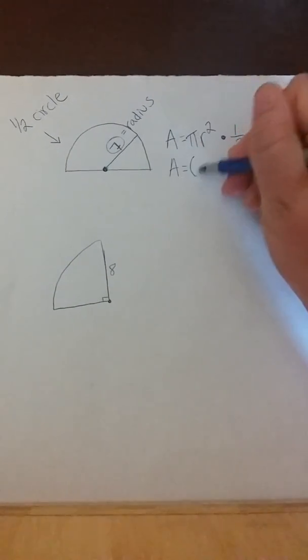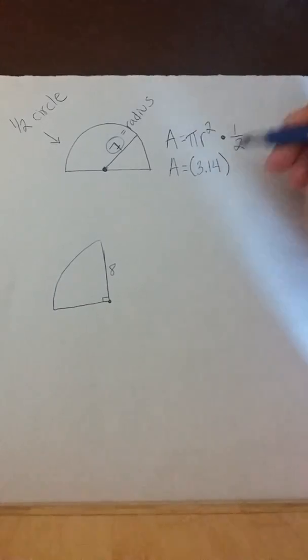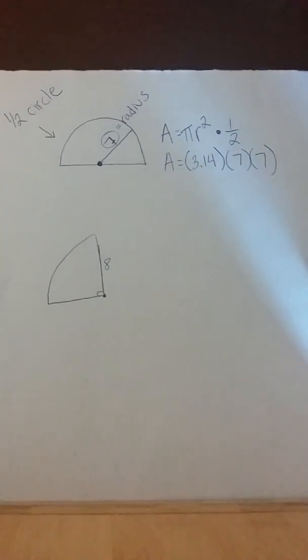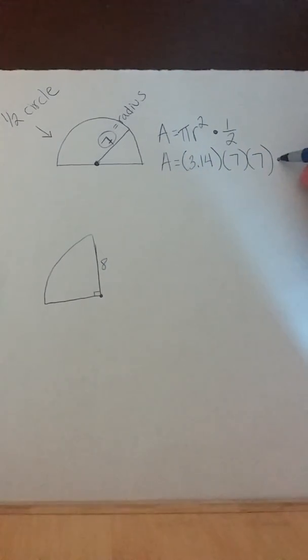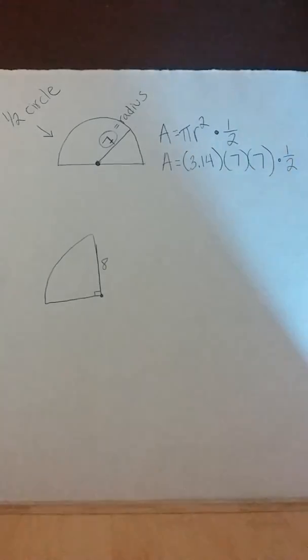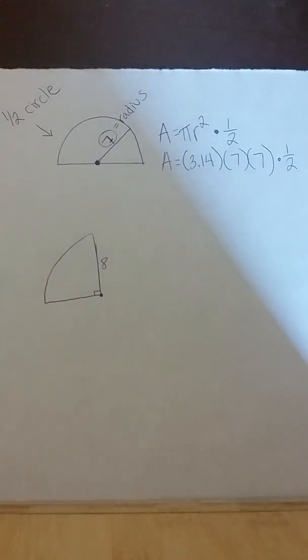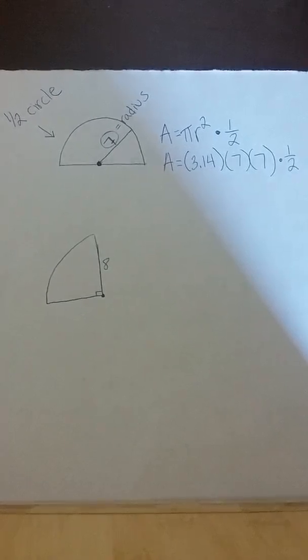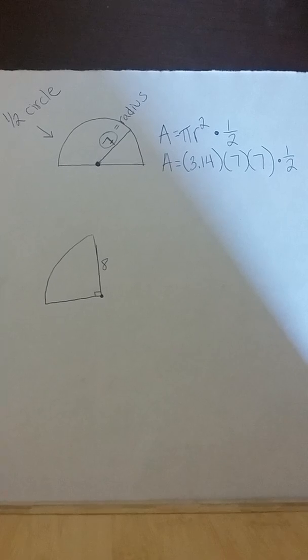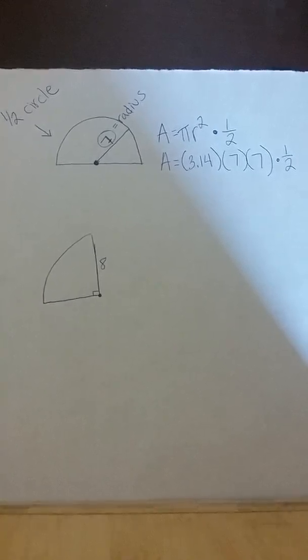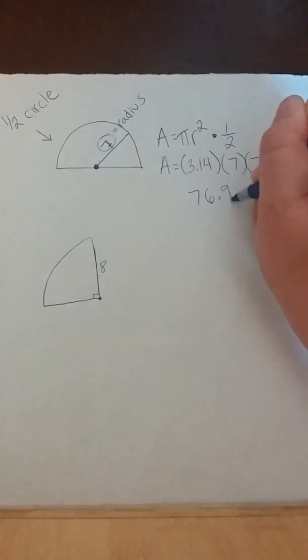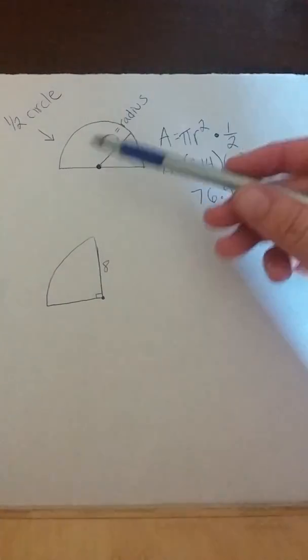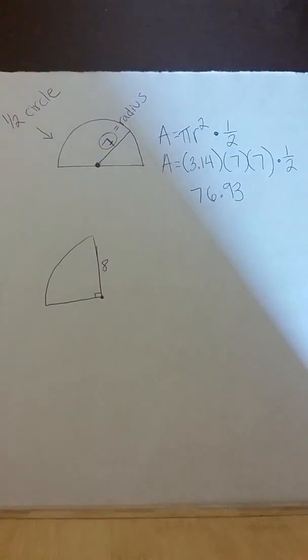So I'm going to go ahead and do this. Pi, I'm going to use 3.14. My radius is 7, so I do 7 times 7, because r squared means you need the radius twice. And then at the end, you just put times 1/2, because it's a semicircle or a half a circle. Now, those are all on the same side, so I multiply them. I do 3.14 times 7 times 7 times 1/2, and I get 76.93. So the area of this half circle or this semicircle is 76.93.